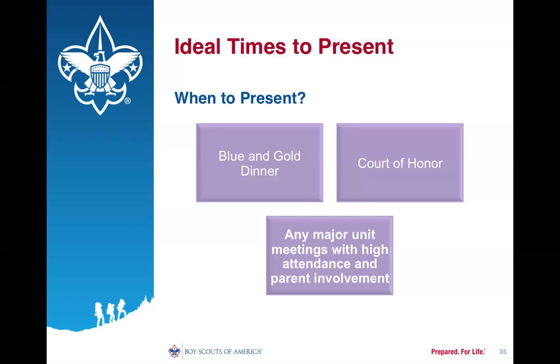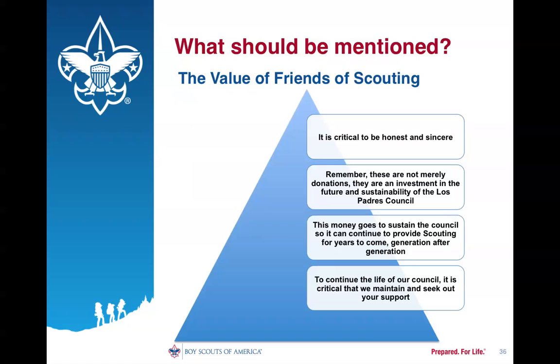When to present, remember, highest attendance, so blue and gold dinners, courts of honor. You just really want to find a time where it's appropriate to bring this up, and you want people to recognize that this is an important aspect of scouting, because it is setting us up so we can continue it for not just this year, but for later generations, so we continue a strong alumni base, so we're able to continue a legacy. What should be mentioned in the Friends of Scouting presentation?